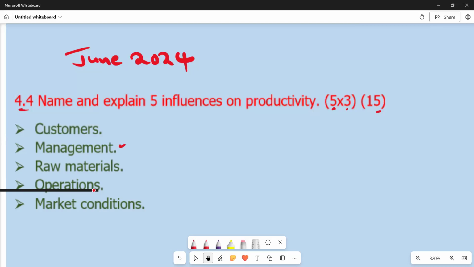So we see that operations also explains the state of the equipment that is being used to produce the goods and services. If the equipment that is being used is outdated, it's also going to affect productivity negatively, because you know that with outdated equipment there is no efficiency in the production process. So modern equipment will be necessary to make sure that productivity goes up. So this is the information that we have in terms of operations.